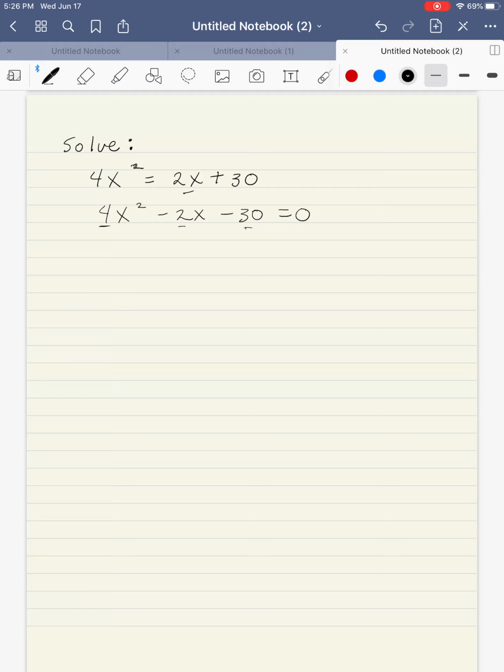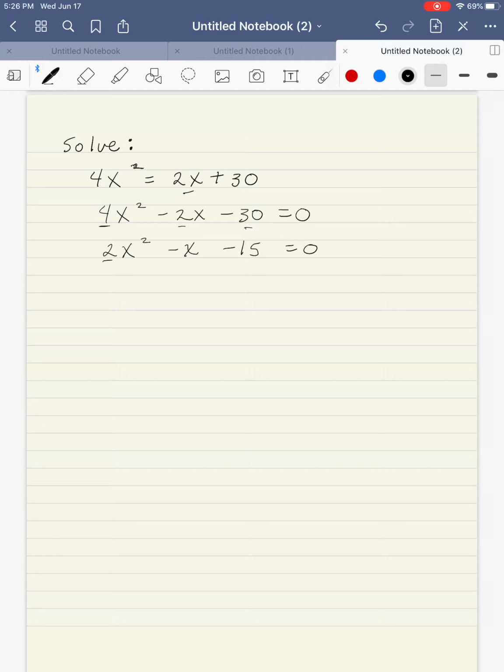Notice that I can divide every single one of these terms by 2. So I divide out that 2 and it is gone. And I have 2x squared minus x minus 15 equals 0. And unfortunately, I still have the 2. I do not want to divide by 2 and create a fraction, 1/2 or 15 halves. I do not want to do that.